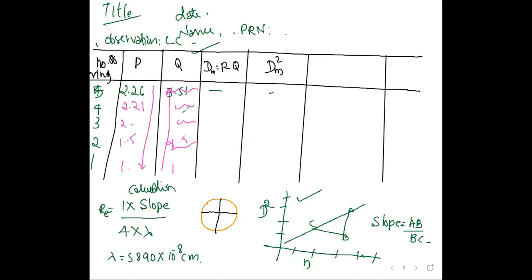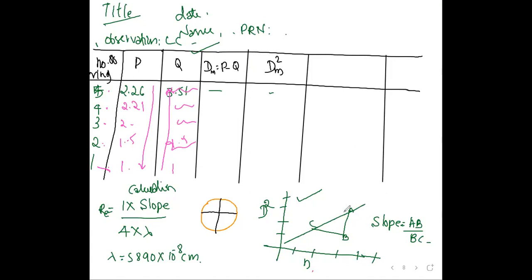Did you understand? Is it clear? Initially you have to focus on the fifth ring. Then for the fourth ring you have to take a reading, then third ring, second ring and first ring. Then from the first ring, second ring, third ring, fourth ring and fifth ring, take the readings this way. Hello? Yes, sir. Then the difference between these two you just calculate. Then D square: whatever diameter you get, square it and plot a graph of D square versus n.